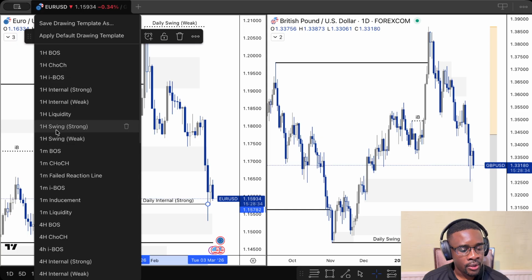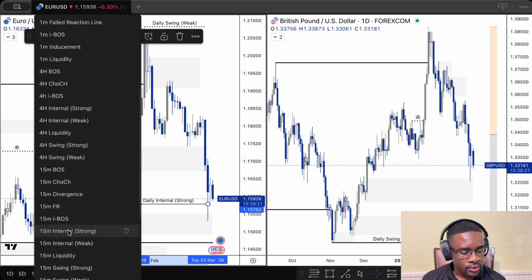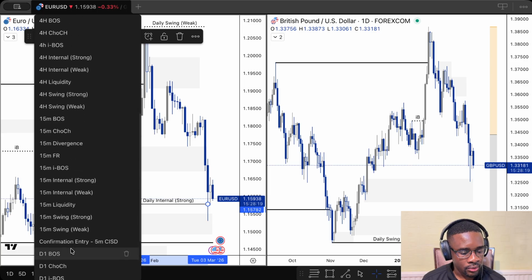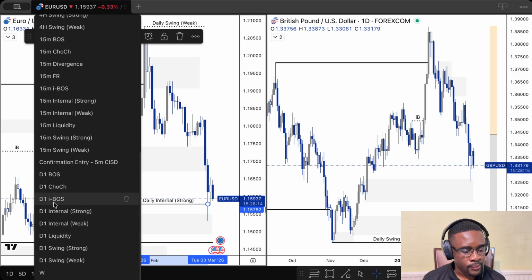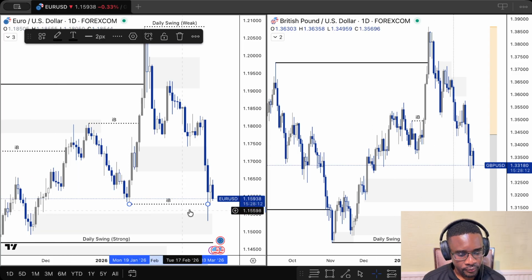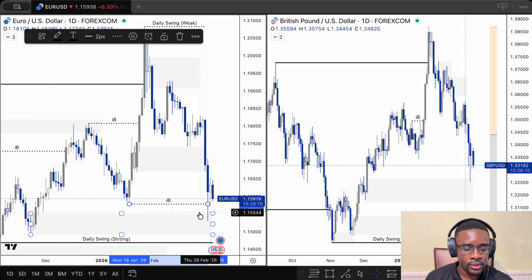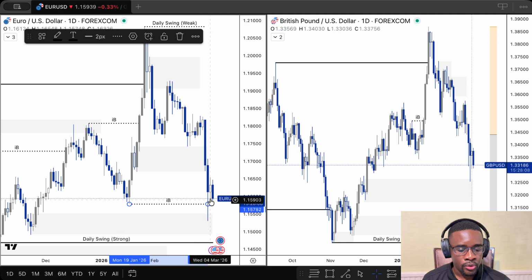Okay, so now we have a situation where the daily swing is bullish, and the internal is switching bearish. So as of now it's not fully bearish, according to the rules I follow, because I would expect a break of structure, a complete break and close. So it could happen, it could not, but just good to be aware.